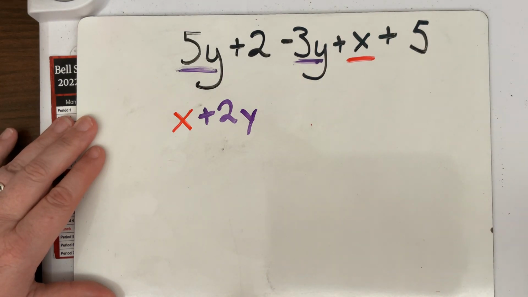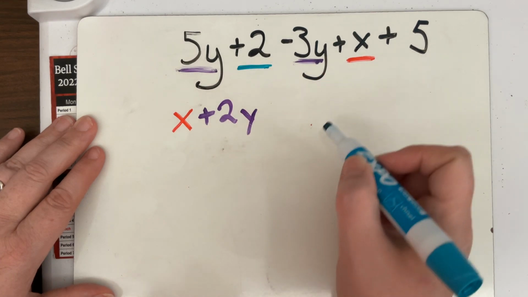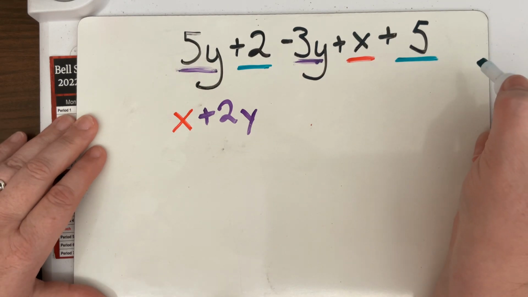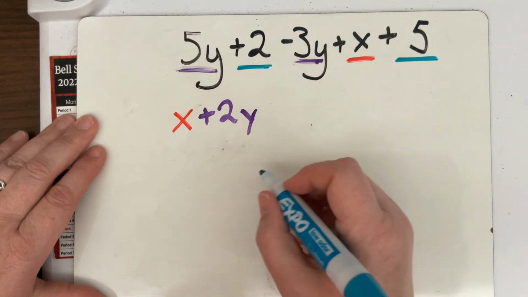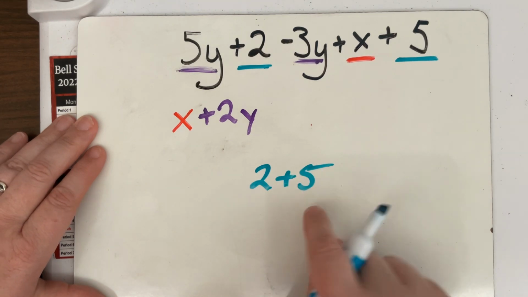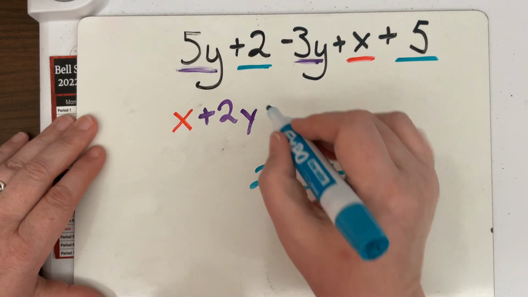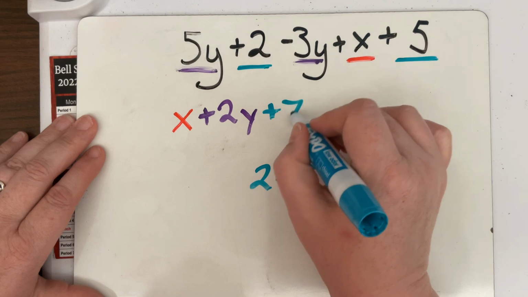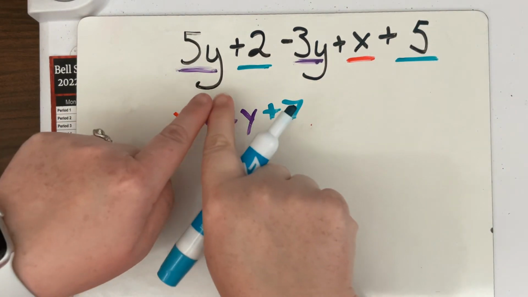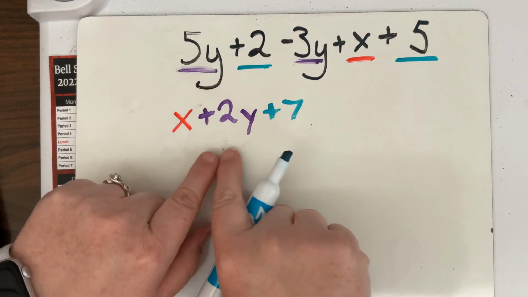Now what do I have left? Well, left I have this 2. This 2 has no letter at all. And this 5 also has no letter at all. So I'm going to put these two together. 2 plus 5. 2 plus 5 equals what? 7, right? It's a positive 7, so I'm going to say plus 7. Is there anything left that I haven't underlined? No? Okay, I'm going to double check.